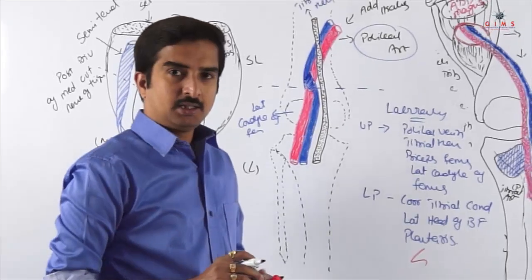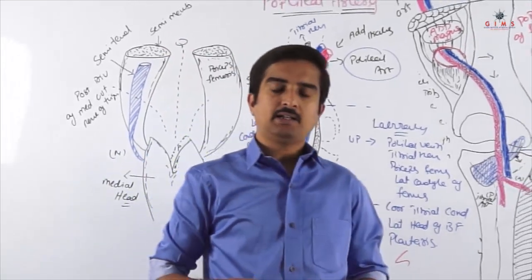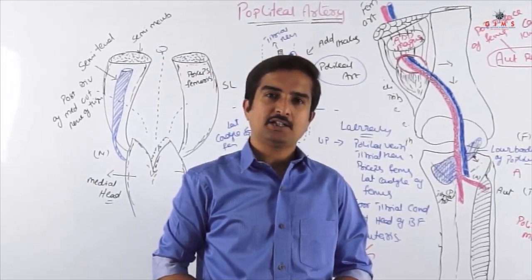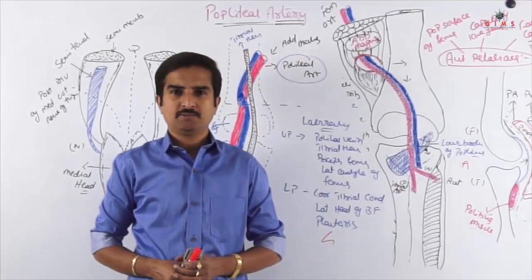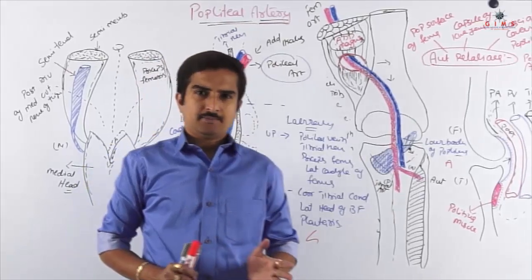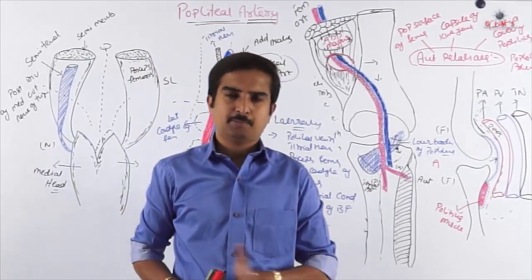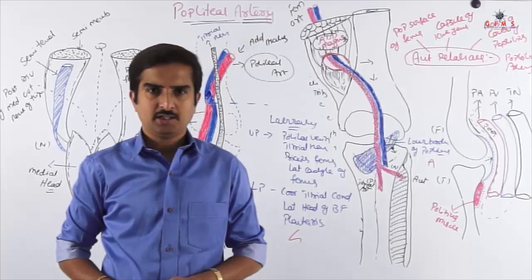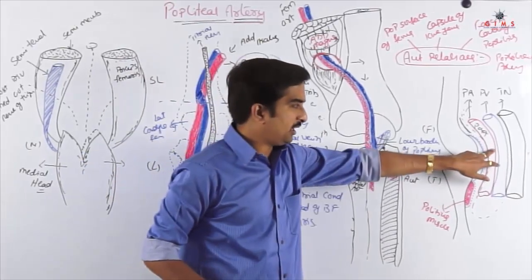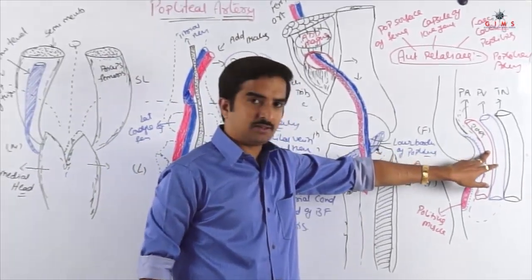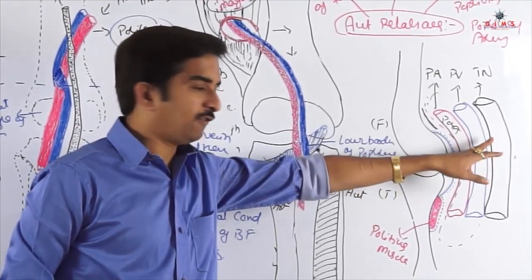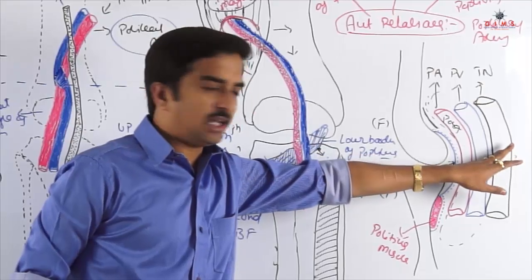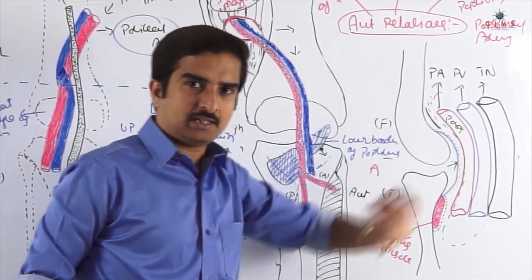I will repeat. The popliteal artery is considered to be the deepest structure present in the popliteal fossa, and it is crossed by the popliteal vein as well as the tibial nerve. Here you can see the popliteal artery is the deepest structure, and posteriorly you have the popliteal vein, or you can say superficially, and posteriorly you have the tibial nerve, right?